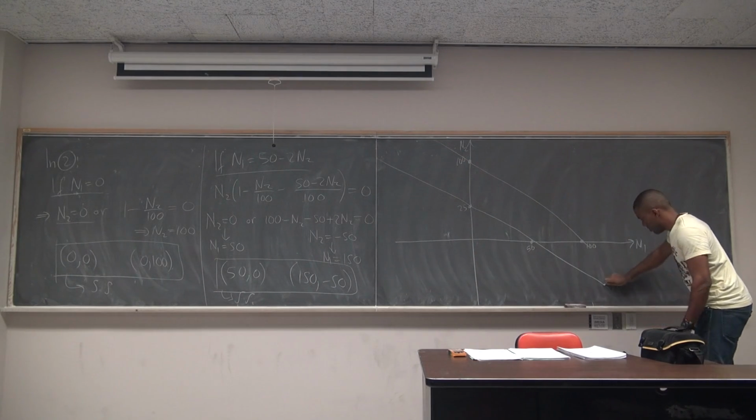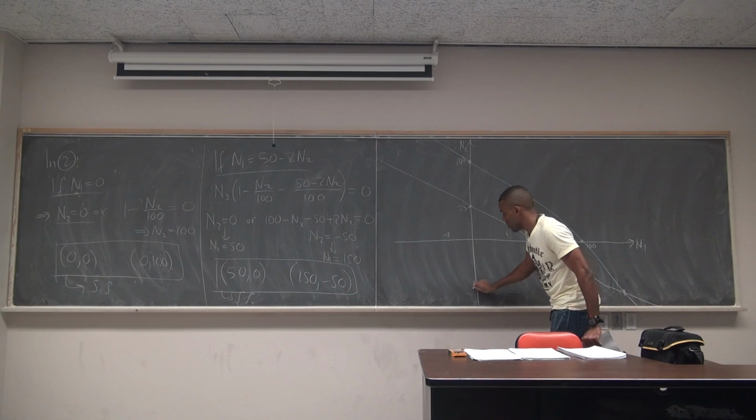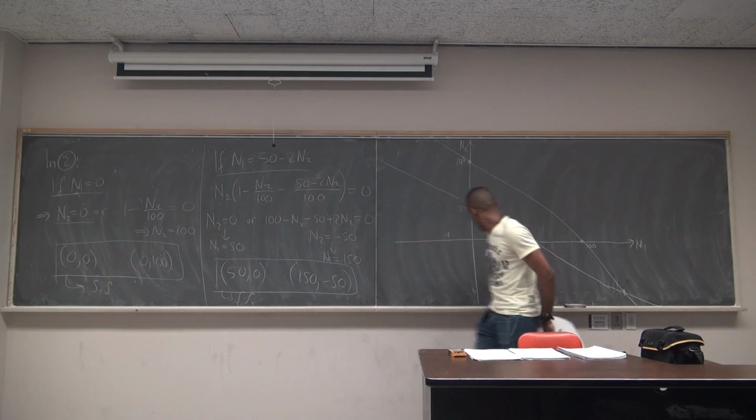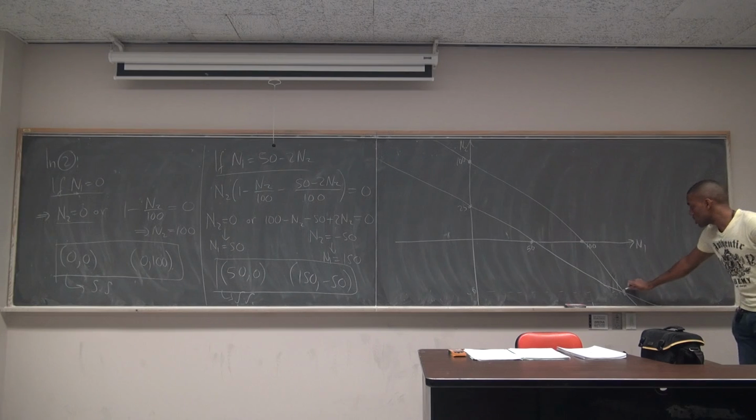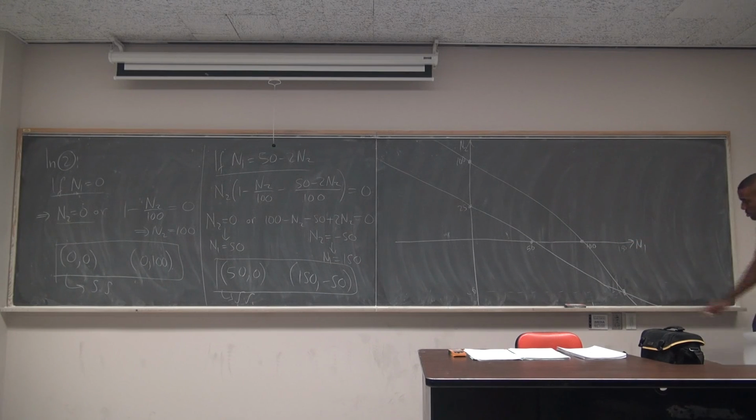Not drawn to scale. This will actually cross over here at some point at minus 50, where this will be at 150. Which doesn't leave much space down there, but okay.